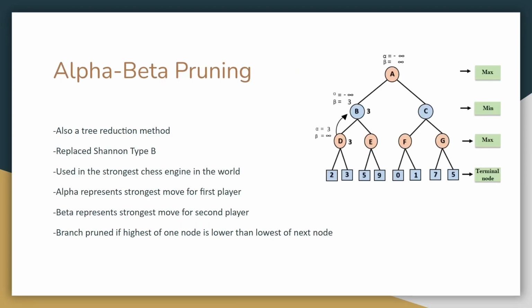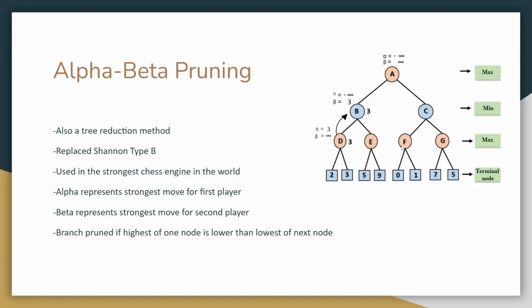So alpha beta pruning is an upgrade to this. It kind of changed the way trees are parsed in which branches get cut off. So it replaced Shannon type B and is actually used by what we have researched to be the strongest chess engine in the world. So what happens in alpha beta pruning is that basically when it starts looking through each branch, it will kind of assign a highest value and a lowest value for each node.